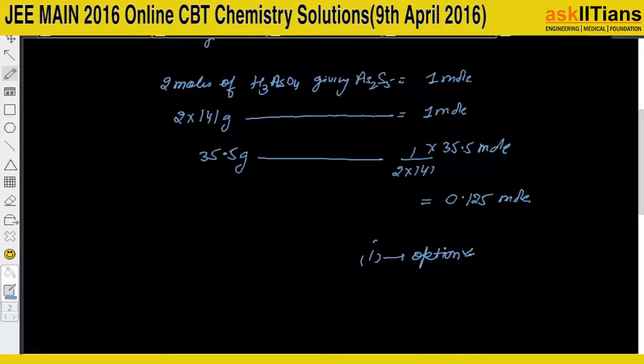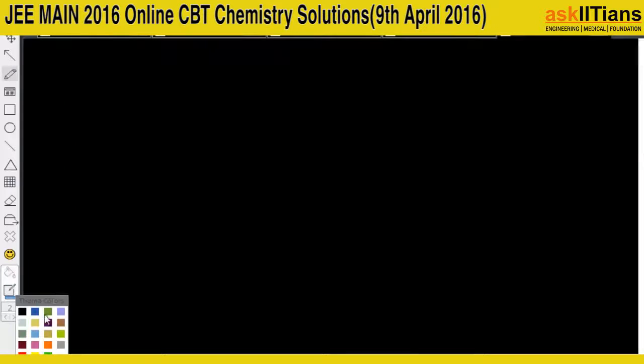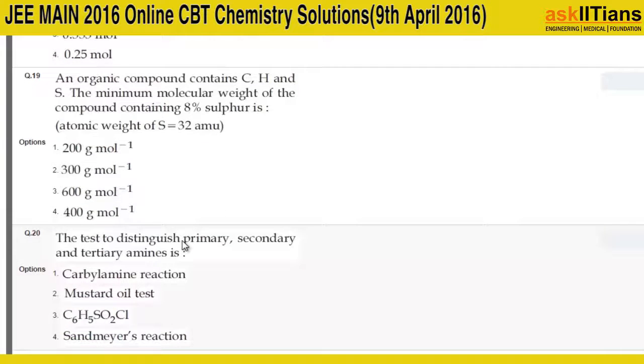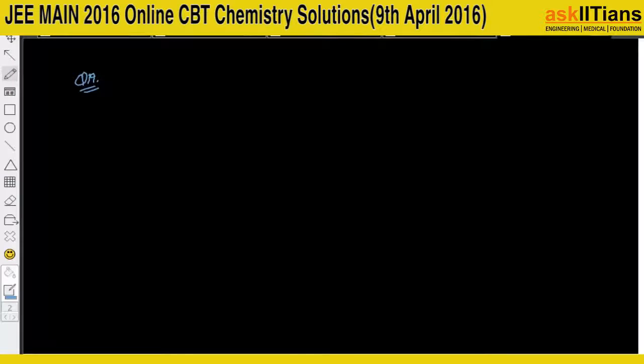Now students, done with question number 18, let us come over to question number 19 in this particular case. So question number 19 says that an organic compound contains carbon, hydrogen and sulfur. The minimum molecular weight of the compound containing 8% of sulfur is, and the atomic mass of sulfur you have to assume as 32 AMU, atomic mass unit.